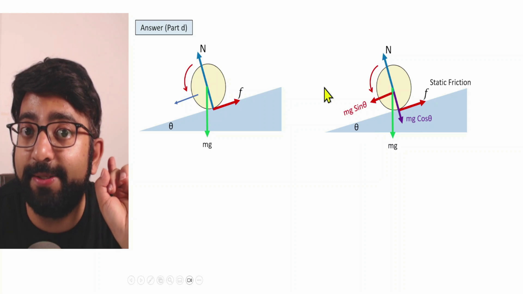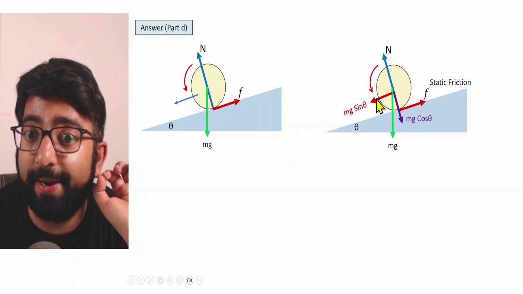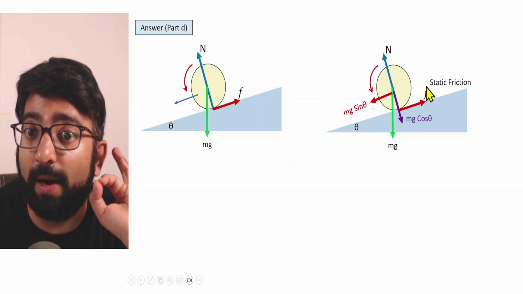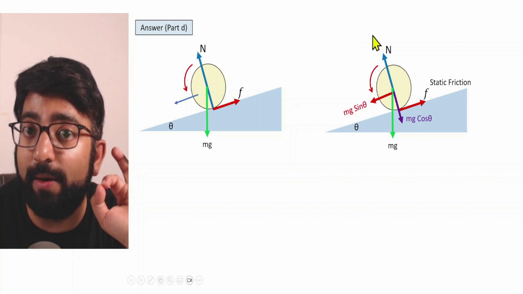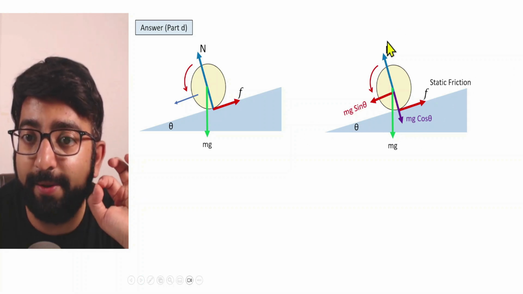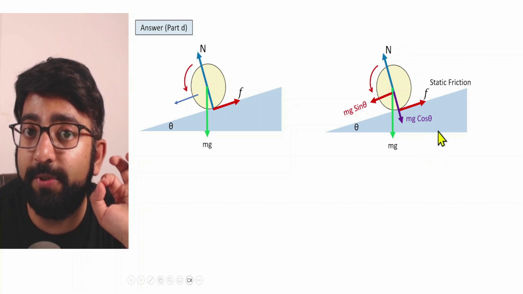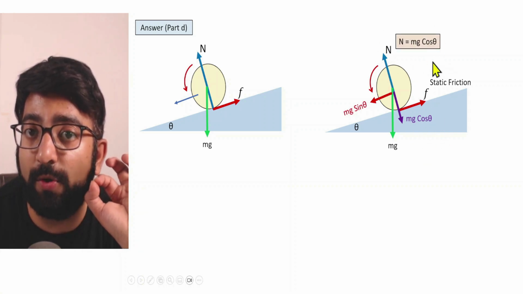Remember the steps. F net equals ma is applied along the direction of acceleration. In this case, that will be along the incline, but perpendicular to the incline, forces need to be balanced. So normal reaction should cancel out mg cos theta. So N is equal to mg cos theta.